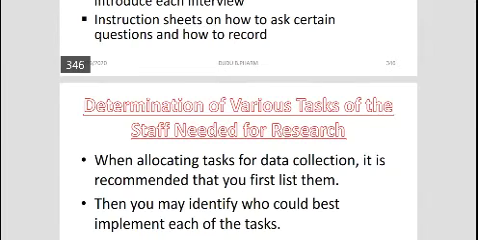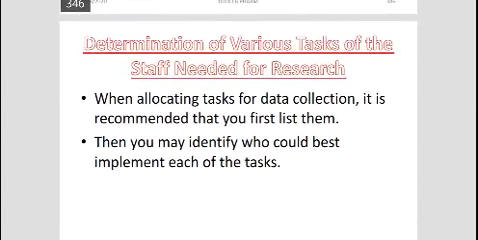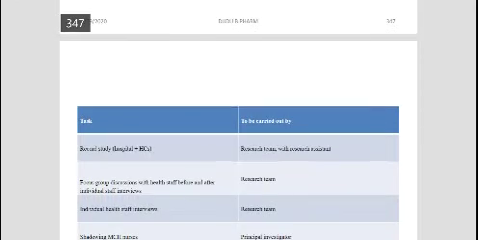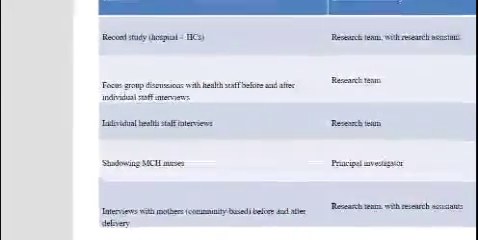Lastly, determination of the various tasks of the staff needed for research. When allocating tasks for data collection, it is recommended that you first list them. Then you may identify who could implement each of the tasks. For example, this is an example. It doesn't differ much from the logistics that we've seen before. In this, for example, it's very much the same.